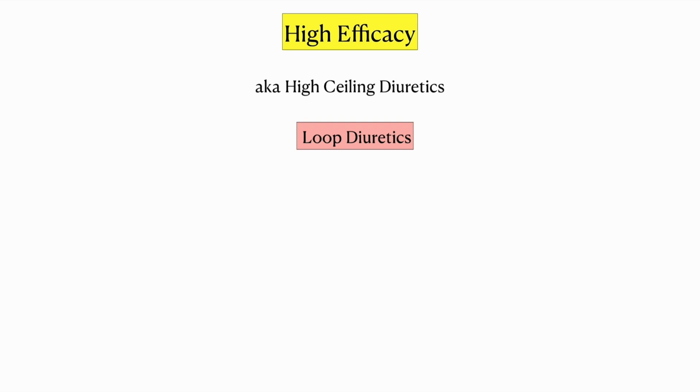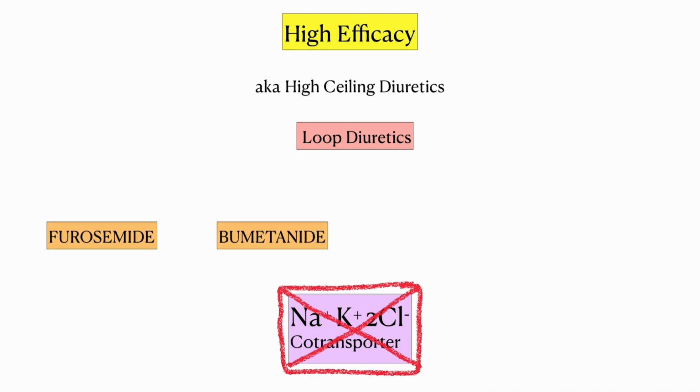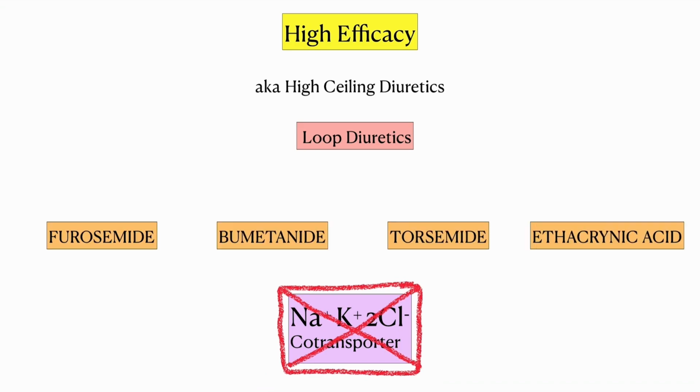Now, these loop diuretics inhibit a channel known as the sodium potassium 2 chloride co-transporter, which is present in the thick ascending limb of the loop of Henle. That's why they are called the loop diuretics. They inhibit this channel, and the drugs included are furosemide, bumetanide, torsemide, and ethacrynic acid. Oh my god, these names. But wait for the mnemonic, right?